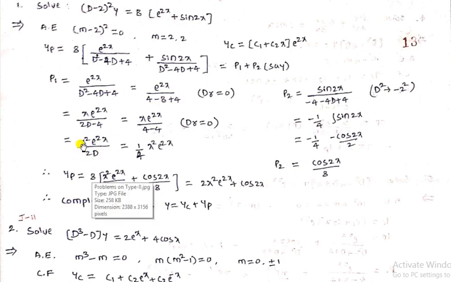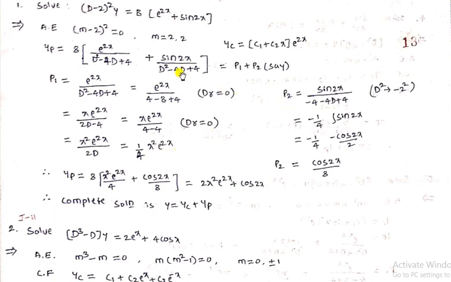So actually here we will differentiate 2D minus 4. The differentiation of minus 4 becomes 0, and 2D becomes 2. So please make the correction here: in place of 1 by 4, write here 1 by 2. So 1 by 2 x square e to the power 2x.